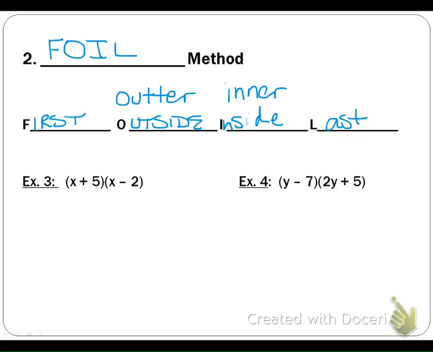Now, to start multiplying your first, outside, inside, last, you usually draw arcs to show what you're multiplying. I'm going to do these in 4 different colors so that you can clearly see what I'm multiplying. The word first refers to the first term in each expression. So the first term in my example 3 is the x in the first expression and the x in the second expression. I'm going to show that I'm multiplying these two together with an arch. X times x equals x squared.